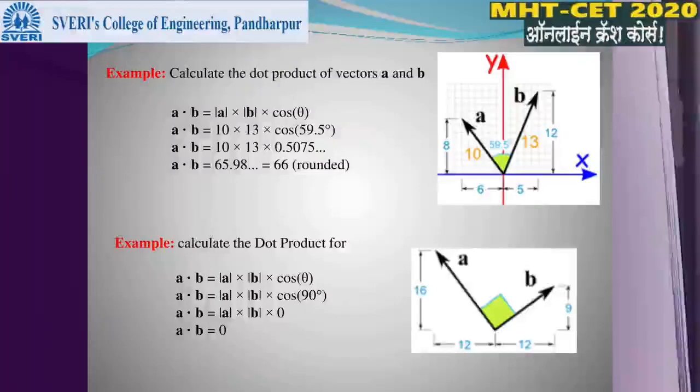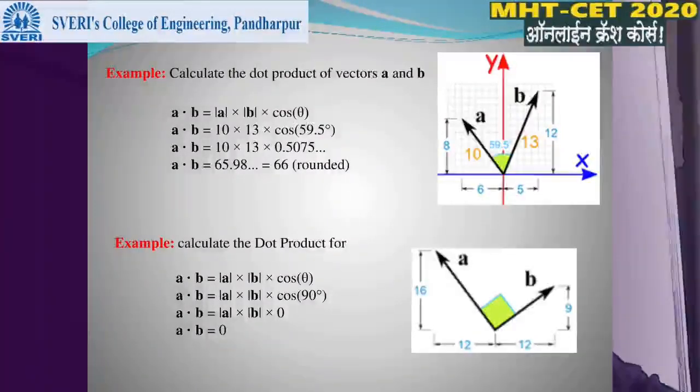a dot b is equal to 10 into 13 into cos 59.5 degrees, which is equal to 0.5075. Again, if we calculate this, a dot b is equal to 65.98. This is a very simple example. Using the scalar product or dot product, we can find out the value of a dot b.